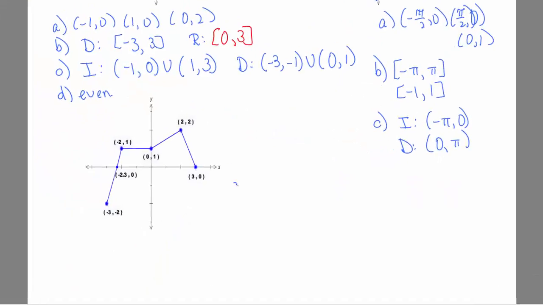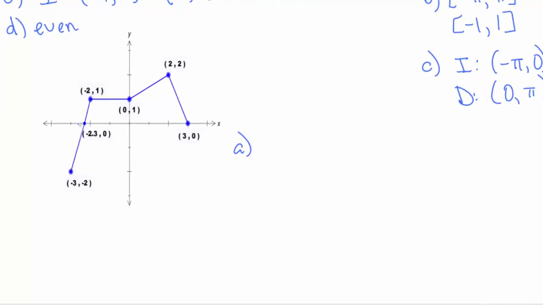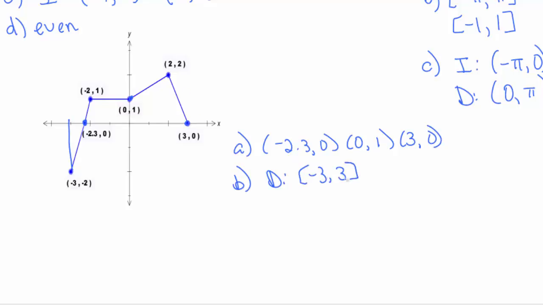Our last graph, what are the intercepts? We have 1, 2, 3, so negative 2, 0, we have 0, 1, and 3, 0. The domain, the x values go from negative 3 to 3, and the range, remember the y values, the low to the high, again those y values from negative 2 to 2.